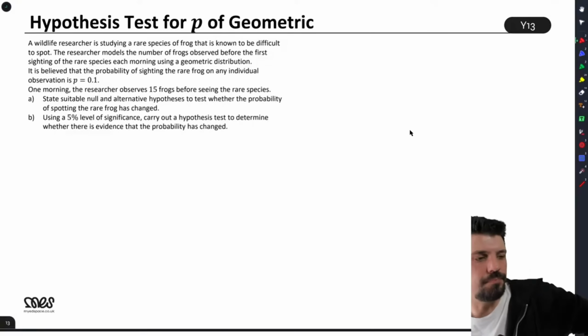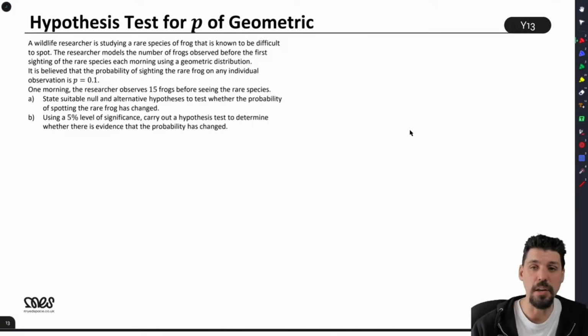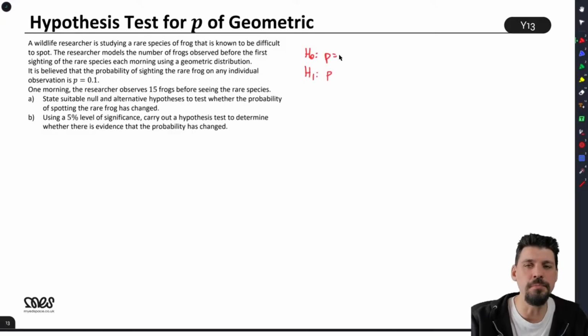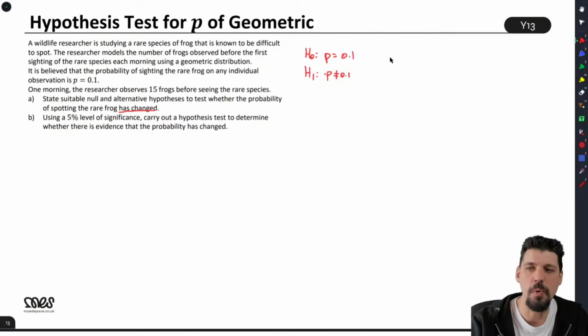In the same way, we can do a hypothesis test for P of a geometric. So here we're going to actually do the whole thing. H0: P is... H1: I don't know. Let's read the question. Rare species of frog. They model the number of frogs observed before the first sighting as geometric. The probability of seeing a rare frog they think is P is 0.1. And here we're looking at P not equal to 0.1.